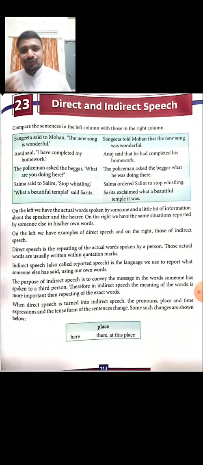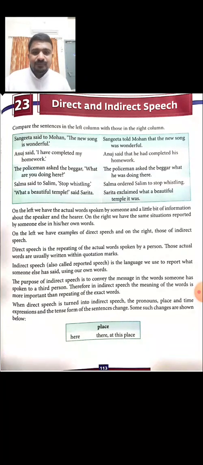And in order to understand whether the sentence is a direct speech or an indirect speech, you have one small trick. That is, always in the direct speech, the actual words will be put within the quotation marks. Now let us see the example.